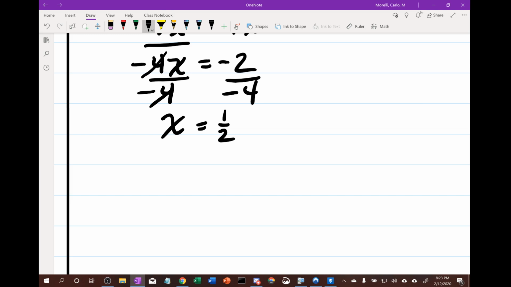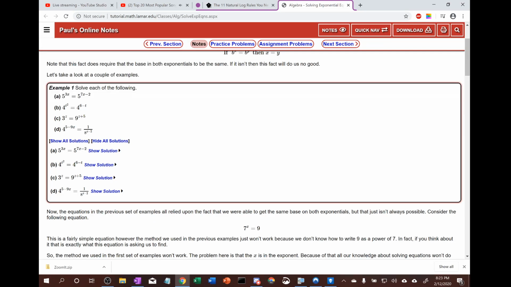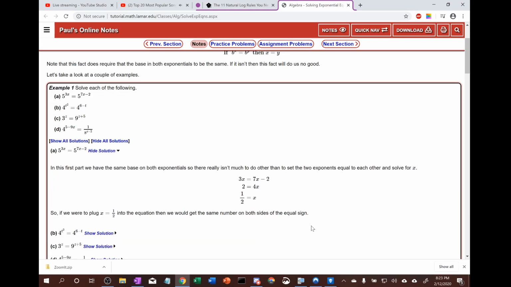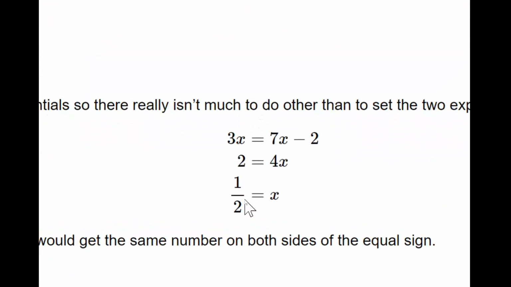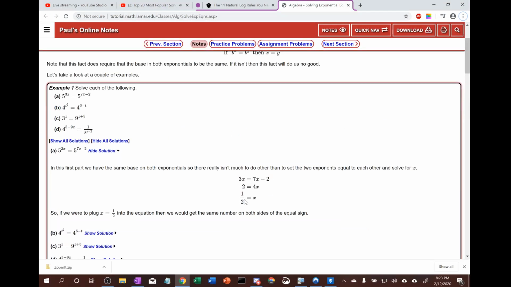Let's see if that's right. Let's go back and look at the solution. Yeah, 1/2 equals x. Mr. Roy, can you show up? I think you can show back up for a second. I lost you there for a second. Okay, sure. I'm going to do a bunch of problems. So we basically verify this.